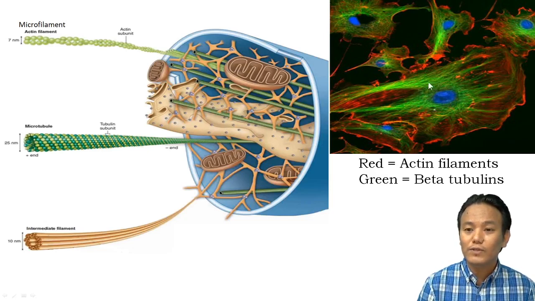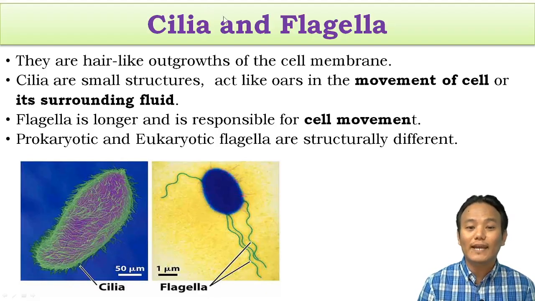and green fluorescent color showing beta tubulins, so these are the cytoskeleton. The next are cilia and flagella. The cilia and flagella are hair-like outgrowths of the cell membrane.